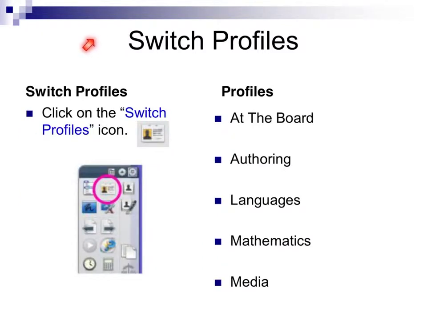Once you open your Flipchart, you will want to switch profiles. Go to the Switch Profile icon, which looks like the little person, and as indicated in the diagrams. Your profile choices are at the board, authoring, languages, mathematics, and media. I choose mathematics since I am a math teacher. If you choose at the board, you are not allowed to put any text in your Flipchart. So you might want to start with authoring, languages, mathematics, and media and see which one fits your need.